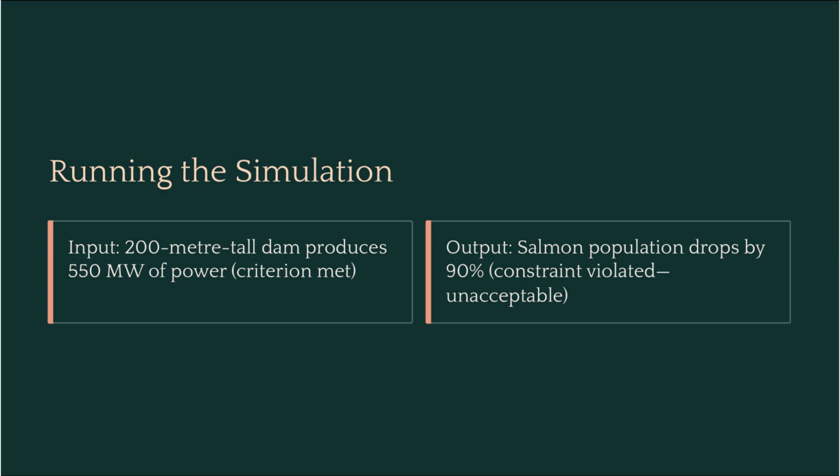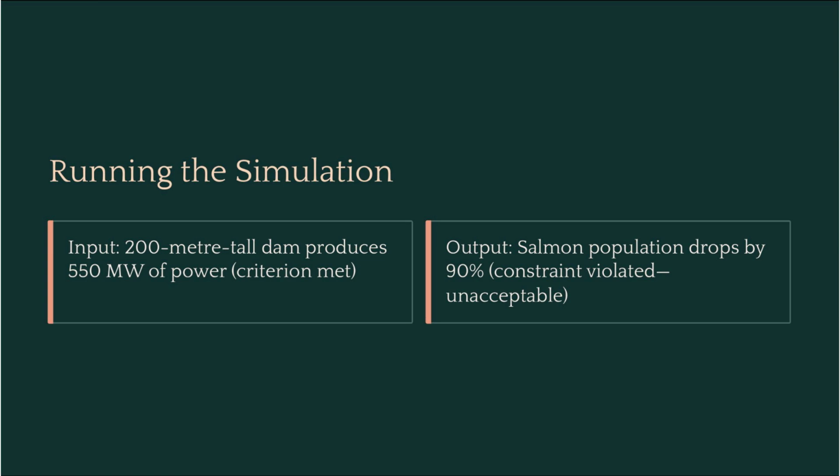We begin by running the simulation. Let's call this test number 1. We input the specifications for a massive 200-meter tall dam. The simulation crunches the numbers. The result? It produces 550 megawatts of power. This is great news for the city. The energy criterion is met.